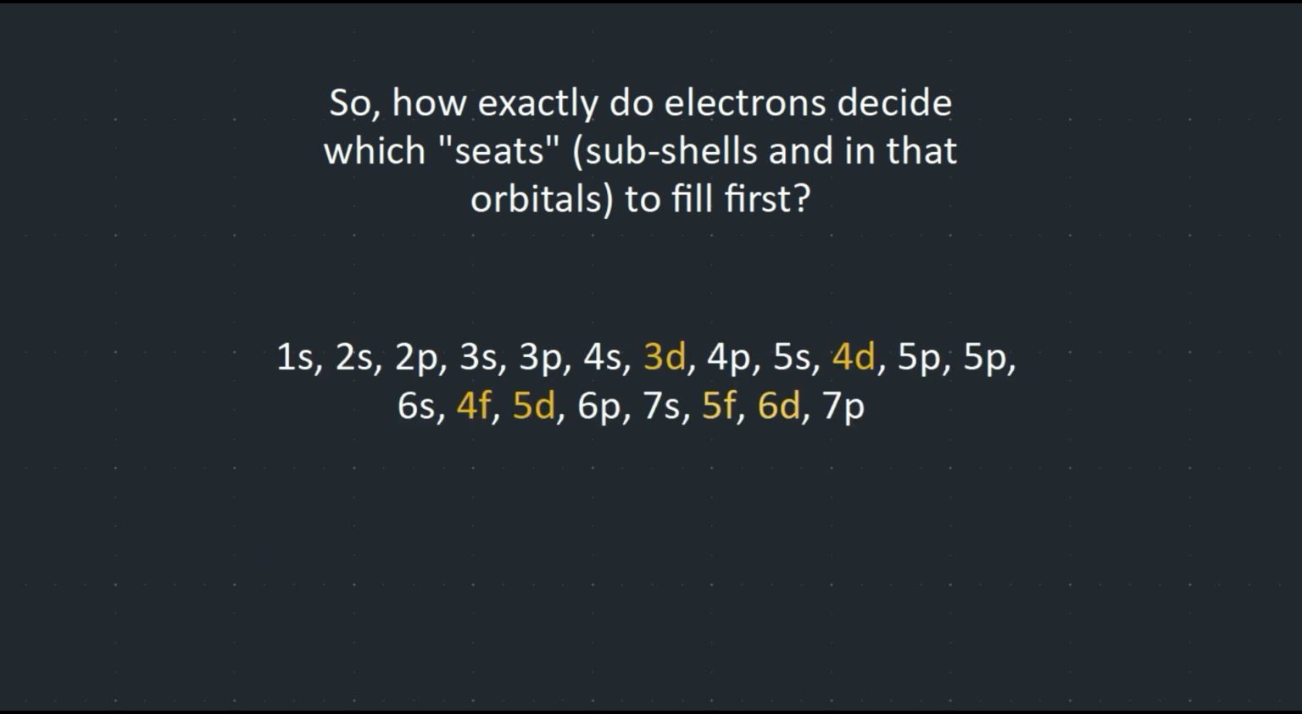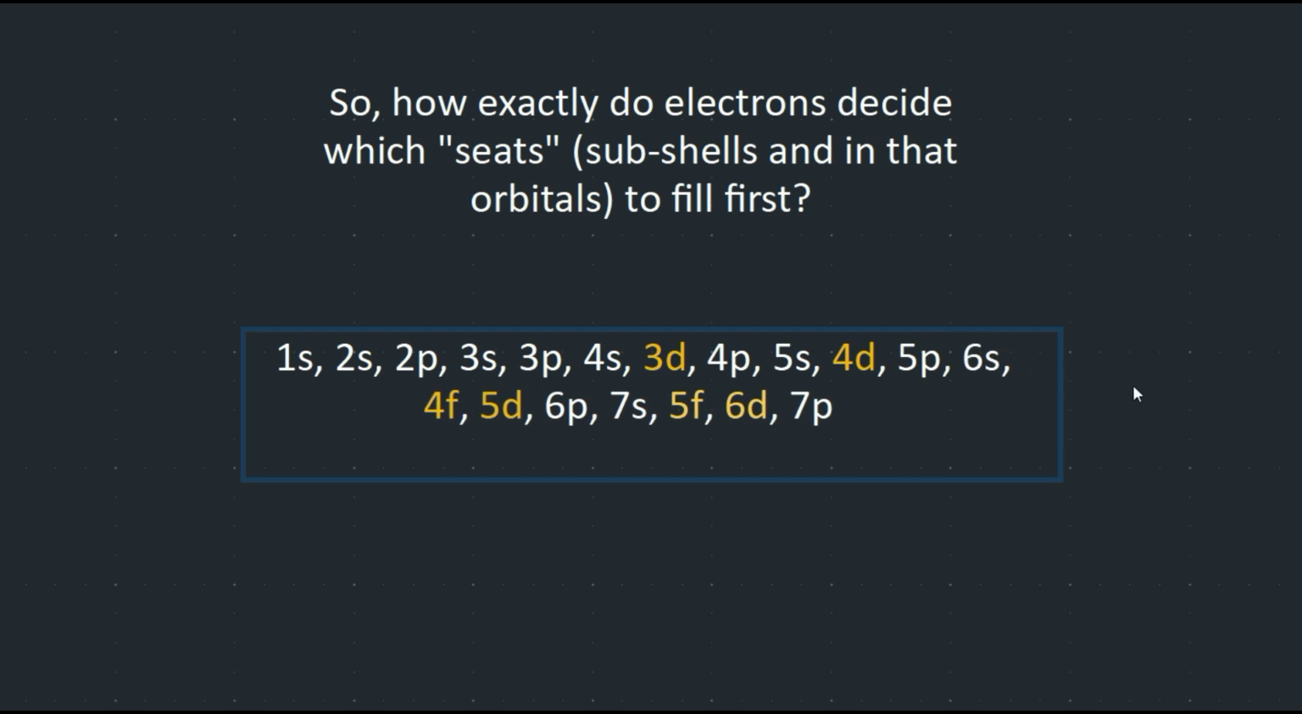And to recognize that pattern, we have given the names 1s, 2s, 2p, 3s, 3p, 4s, 3d. This is a bit of an anomaly. We'll talk about this. 4p, 5s, 4d, 5p, 6s, 4f, so on and so forth. This is the order in which the electrons will occupy the given space.